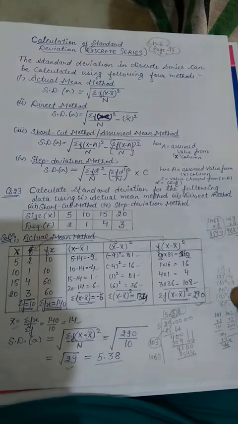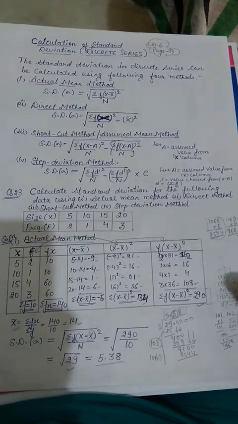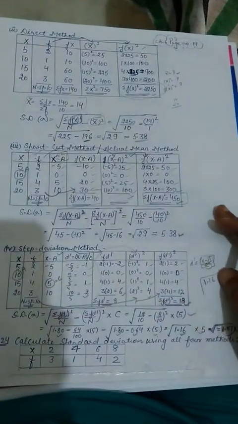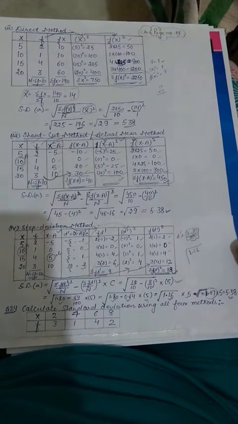For your discrete series you can take a screenshot, and this is the second page, that is for the other three methods. So I think it is completely visible now, and this is your third page.